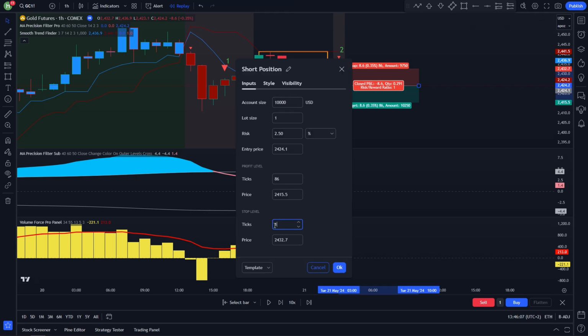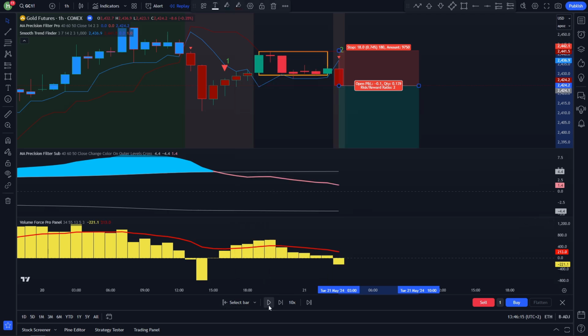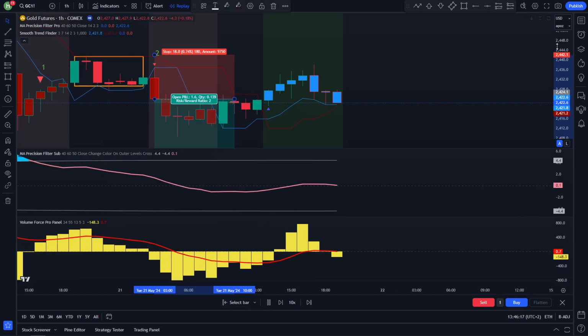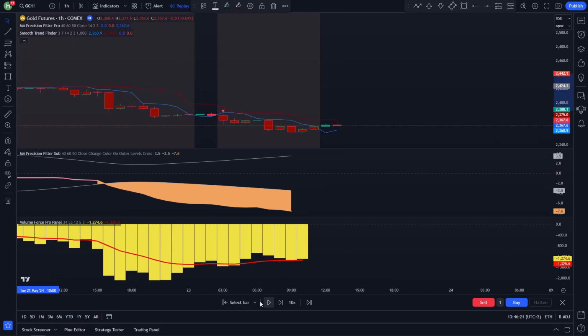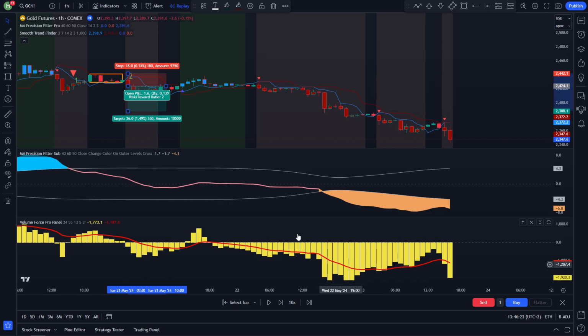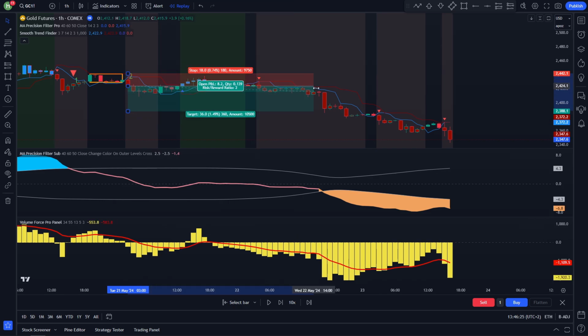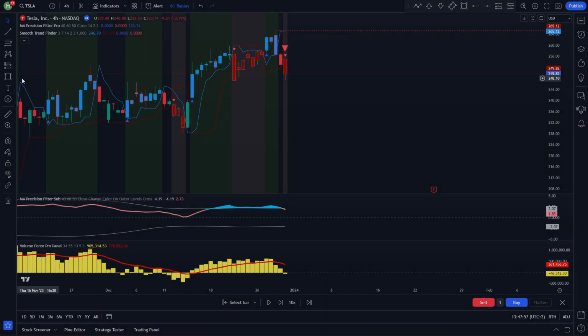For the sell trade, I will follow the same rules as before, and I will place my stop loss a couple of points above the recent market swing and aim for double the return. By following these steps and utilizing our next generation indicators, you can execute a well-informed sell trade with confidence and precision. Next, let's explore a swing trade example.